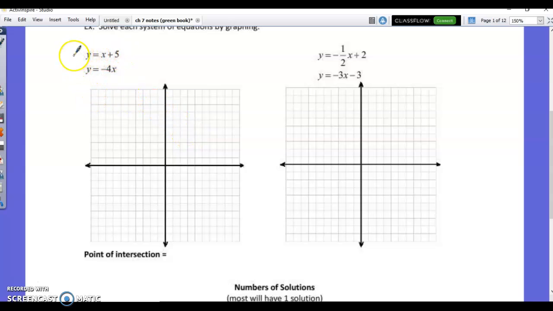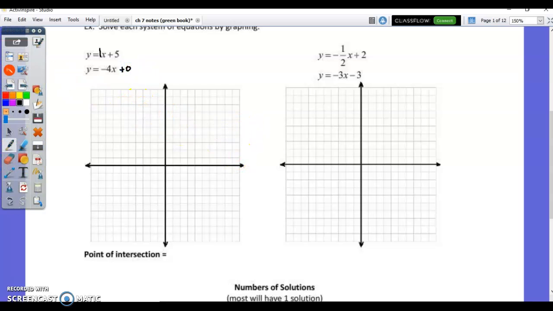So let's take a look at these two lines. This is a system: y equals x plus 5. And remember, if there's no number there, there's a 1. And then for the second one, if there's no number there, there's a 0. So y equals negative 4x plus 0. I want you to think of it that way. So what I'm going to do is graph each line. I'm going to put this line in blue, and I'll do this line in red.